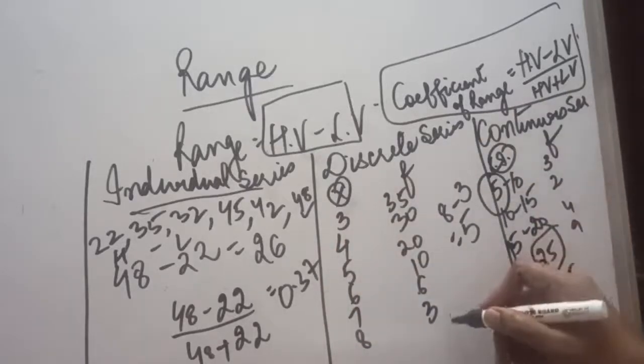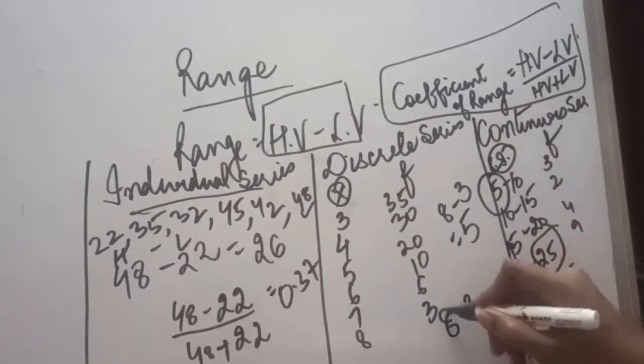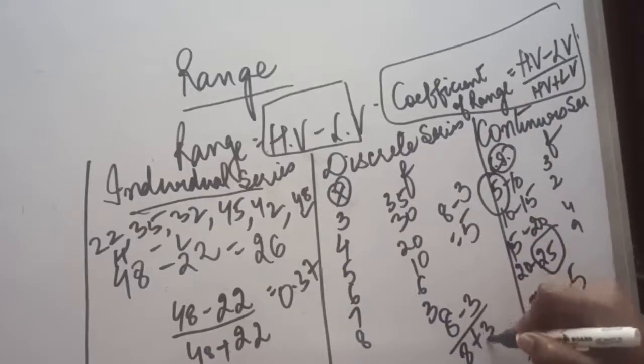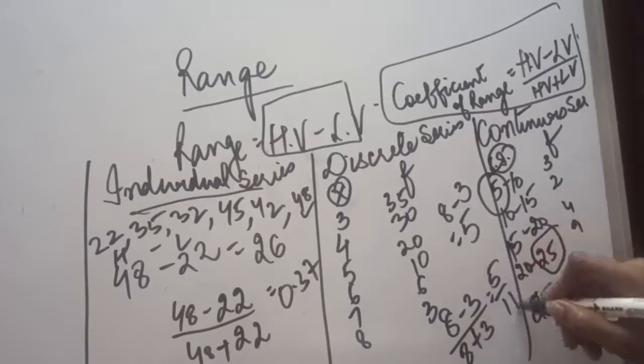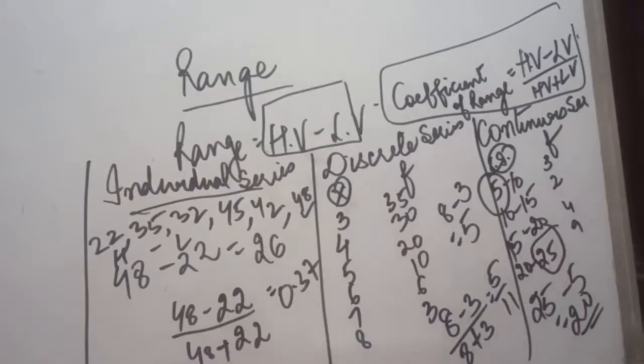Similar is the case with a discrete series: highest minus lowest divided by highest plus lowest. So 5 by 11, like this. So if range has been asked, it is highest minus lowest. If coefficient of range has been asked, in that case it is highest minus lowest divided by highest plus lowest.